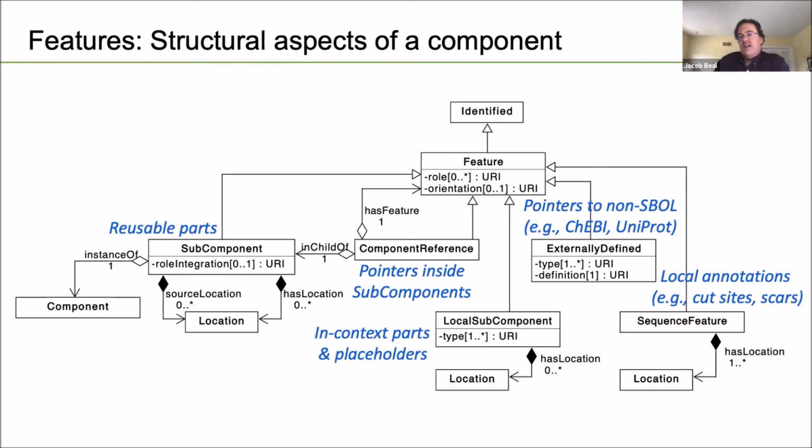And why don't we just directly point to it? Why do we have it as a feature? Because I might have another copy of the GFP over there, and I need to be able to distinguish between the GFP I put in this part of the design and the other copy of that GFP coding sequence that I put in another part of the design, because they're in different places.